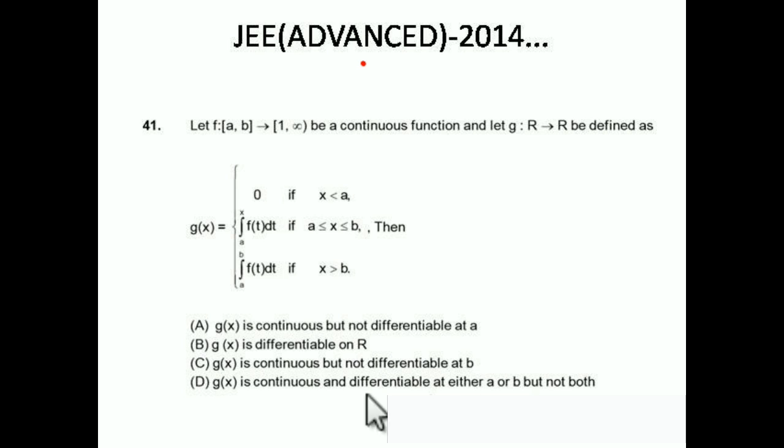Okay, so we have to check the continuity and differentiability at both points, a and b, where the function is separated. First of all, continuity. For continuity, we know that the limit as x tends to a minus must equal the limit as x tends to a plus. Here, the limit as x tends to a minus is 0. Now the limit as x tends to a plus.